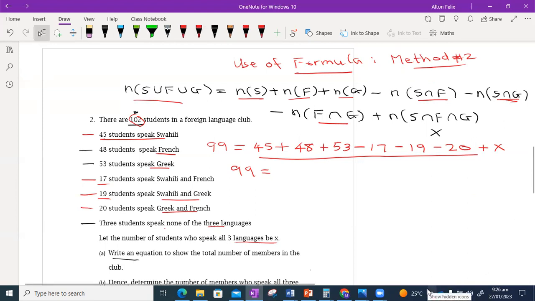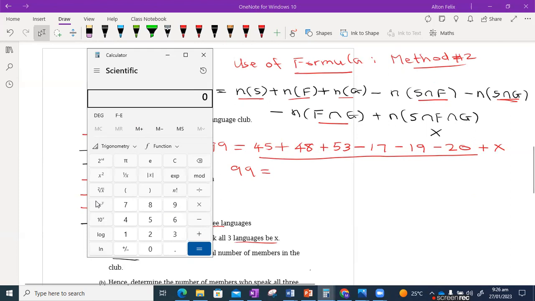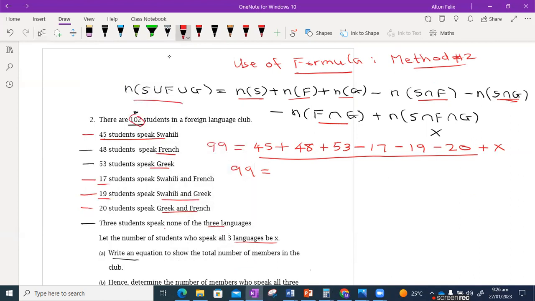All right, so when we add all 3, we're going to get the 45 plus 48 plus 53. Right, that's 146. All right, let's hope things work out here. Let's go. Add it again.